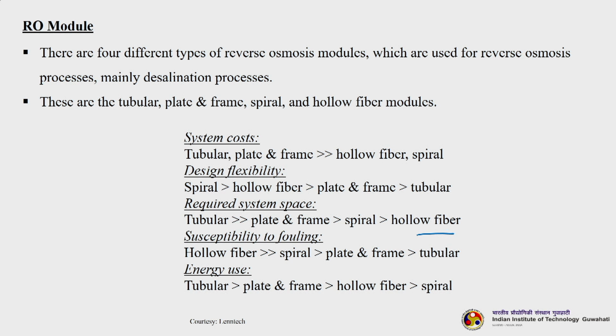If you look at system cost, it is very important for any process industry. Cost wise, tubular or plate and frame modules are higher than hollow fiber and spiral. On design flexibility, spiral is better than hollow fiber, and then plate and frame and tubular. On required system space, tubular is better, followed by plate and frame, spiral and hollow fiber. On susceptibility to fouling, hollow fiber is higher than spiral, plate and frame and tubular. And on energy use, tubular is far better than spiral.